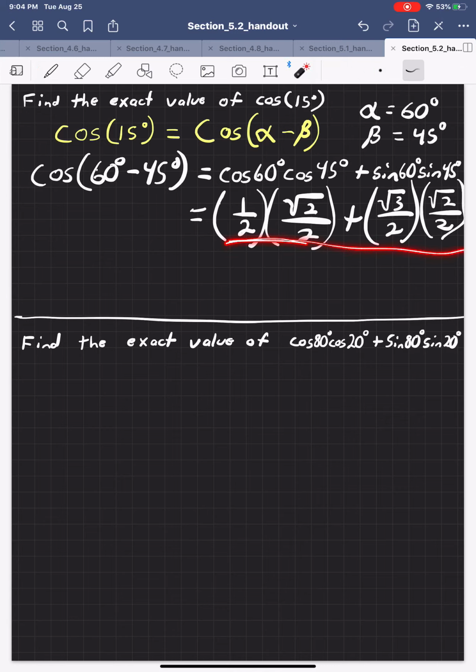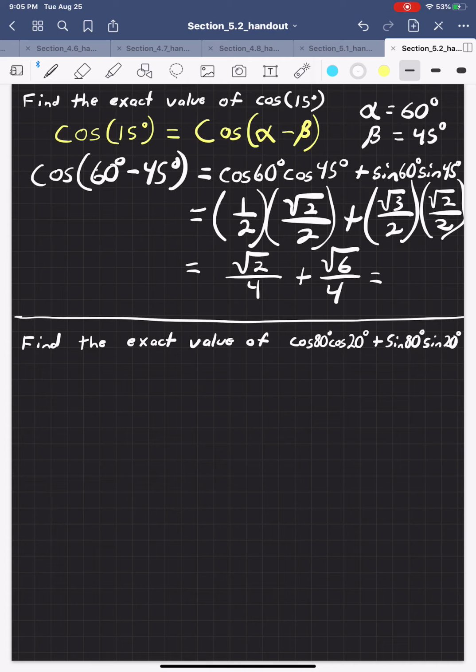All right, let's just finish this up and we will be done. So let's start here. 1 times the square root of 2 is just the square root of 2, and 2 times 2 is 4. So numerator times numerator, denominator times denominator. So that gets me to the square root of 2 over 4 plus, well, the square root of 3 times the square root of 2 is the square root of 6. And of course, 2 times 2 is just 4. So again, numerator times numerator, denominator times denominator.